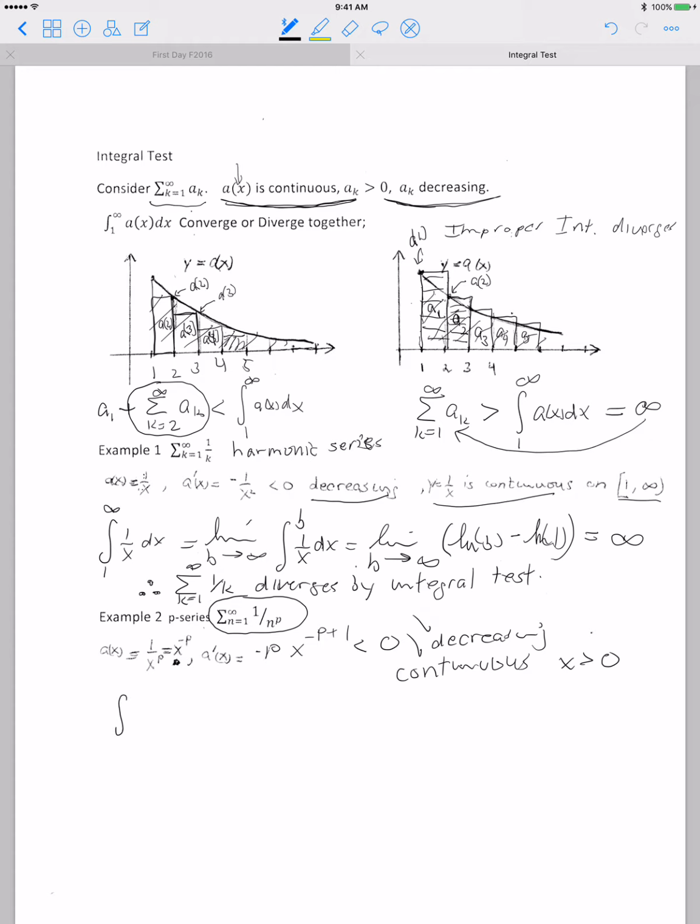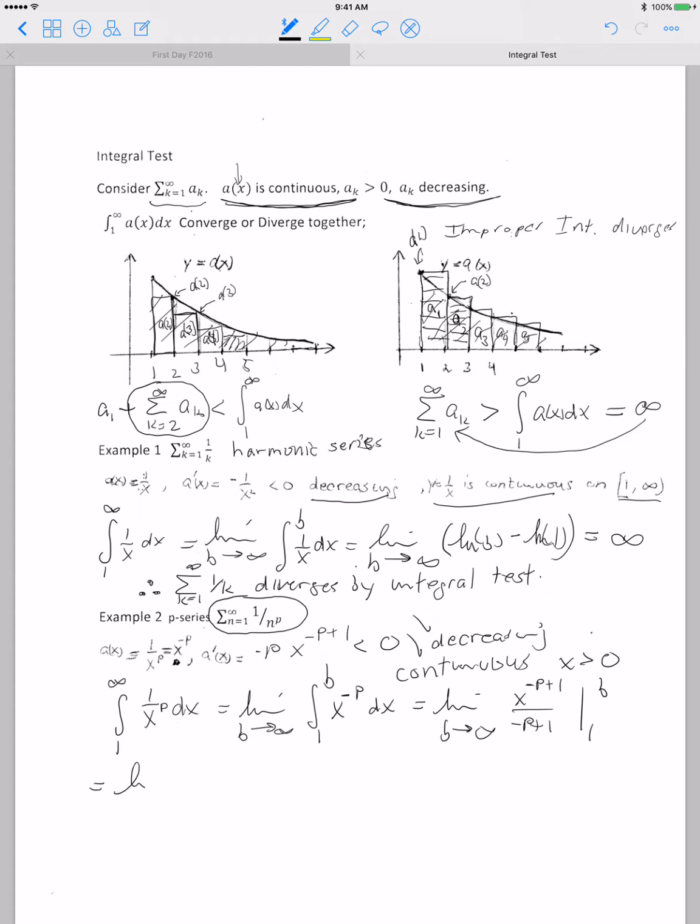So to apply the test, I'm going to check out the improper integral and see if it converges or diverges. So I'm going to write this as a limit, replacing the upper limit with b, taking the limit as b goes to infinity. I'm going to write the integrand as x to the minus p in power notation. And so this is a power function. The antiderivative is x to the minus p plus 1 over minus p plus 1. I add 1 to the power and divide by it. I'm evaluating this from 1 to b.